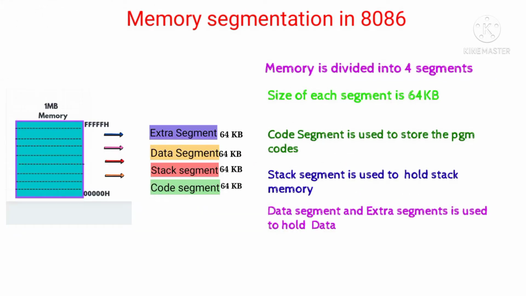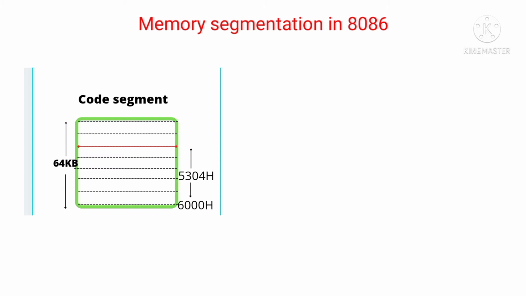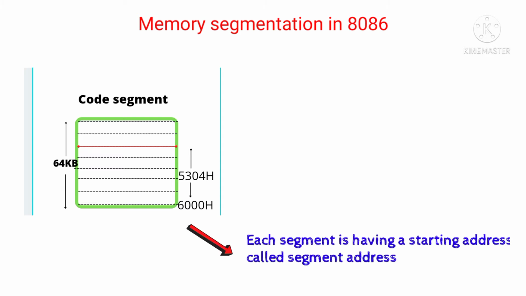As the name indicates, code segment is used to store the program codes and stack segment is for stack memory. Data and the extra segments are used to hold the data. The starting address of each segment is called segment address. For example, you can see here a code segment started with an address 6000H. So this 6000H is called segment address, the starting address of a segment.